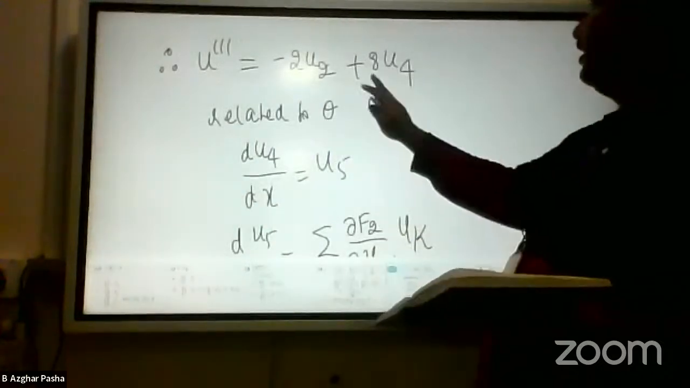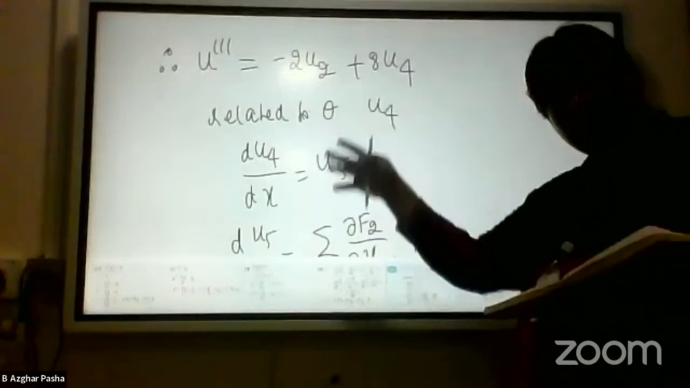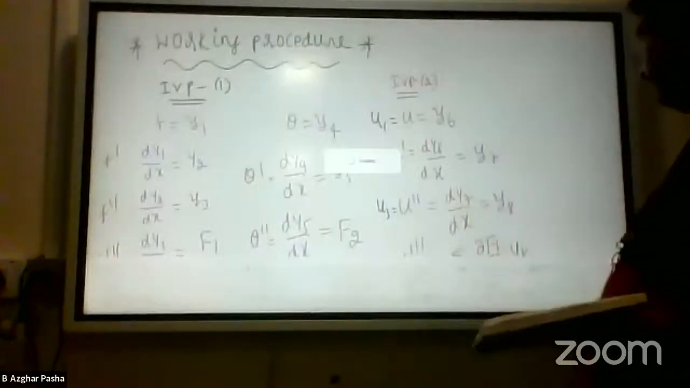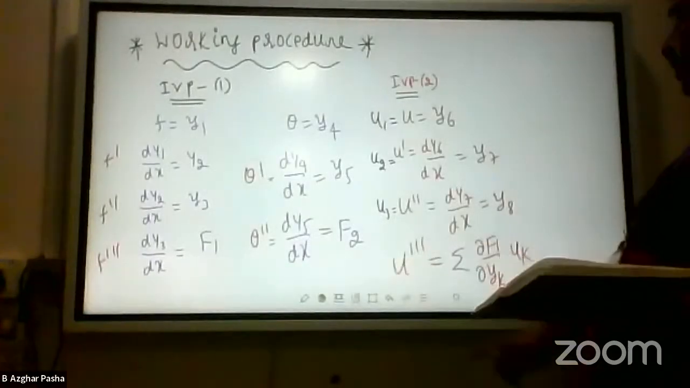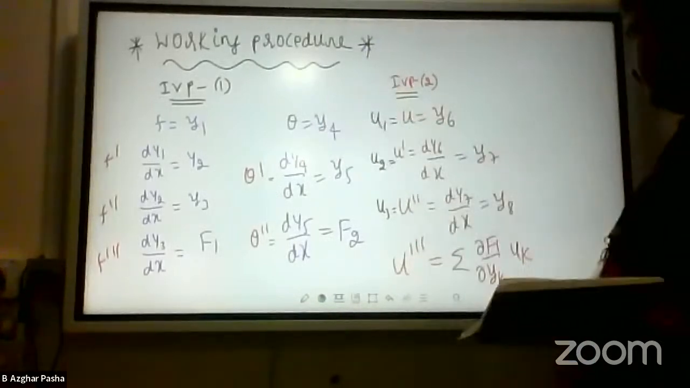We have the u third derivative in terms of u, converted in terms of y based on the order that we have obtained here. Next, u3 over, theta. The same thing associated with u4 now.